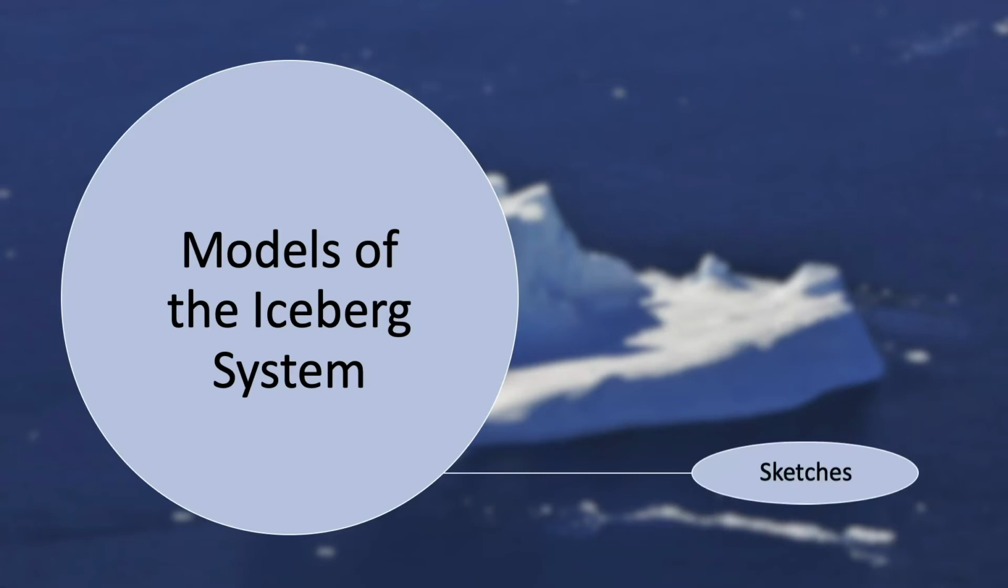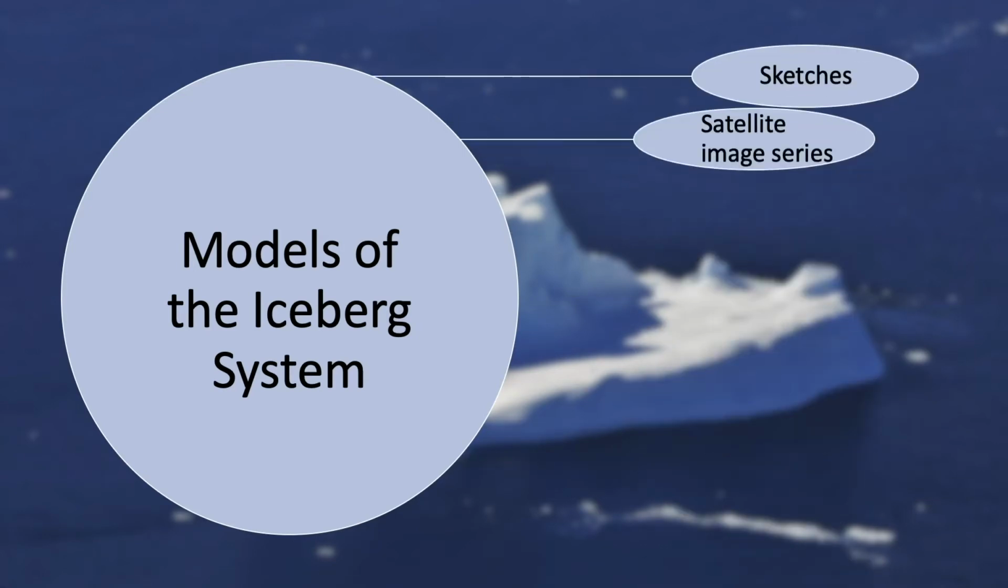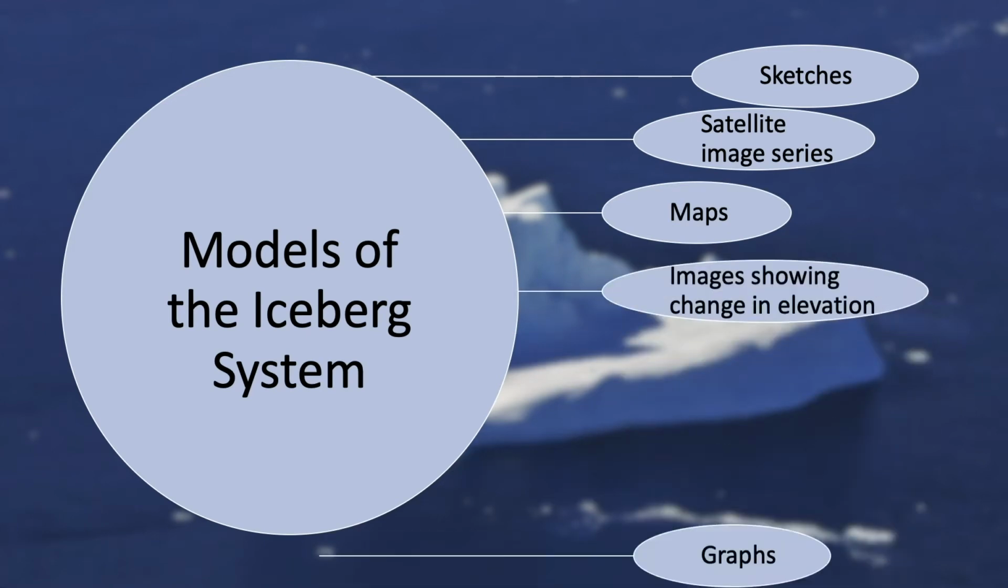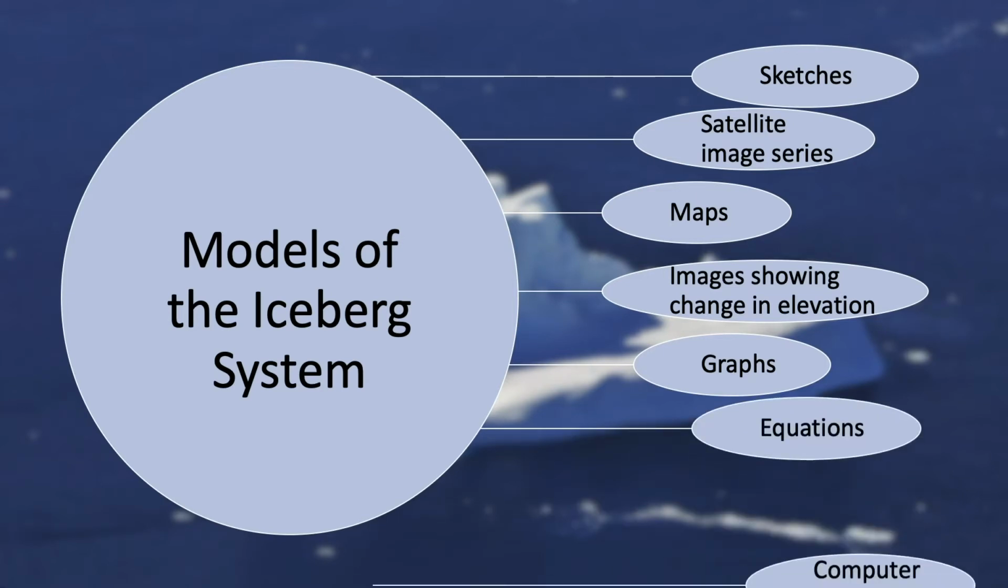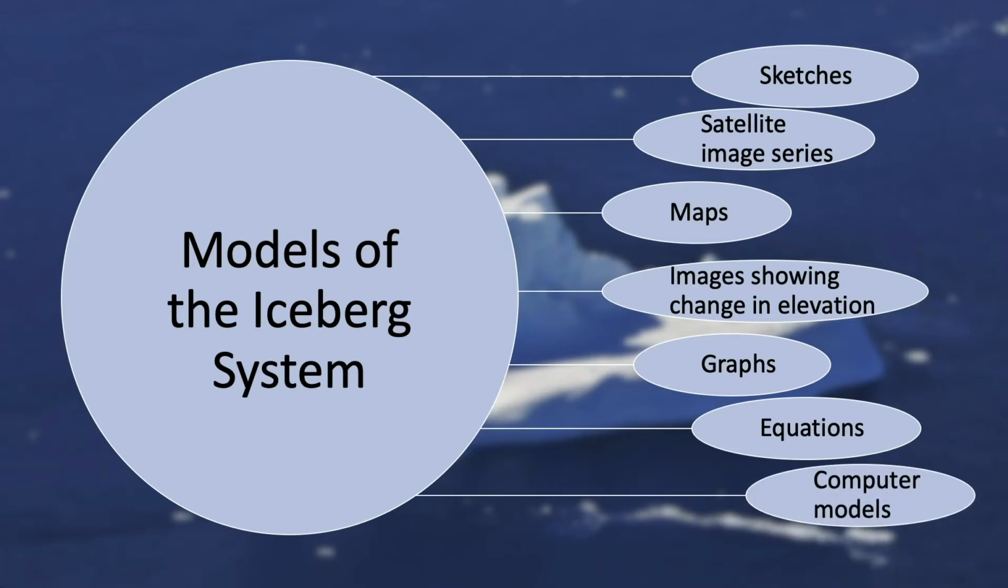Models of a system can range in detail from lists and simple sketches to complex computer simulations. Here, I've made a list of models representing iceberg melt that range in complexity. Each of these has value depending on the purpose and the goals for its use. During different stages of my research, I use sketches, time 1 and time 2 satellite image series, maps, images that show changes in elevation, graphical representations of processes occurring within a system, mathematical equations representing Earth system processes, and computer models.